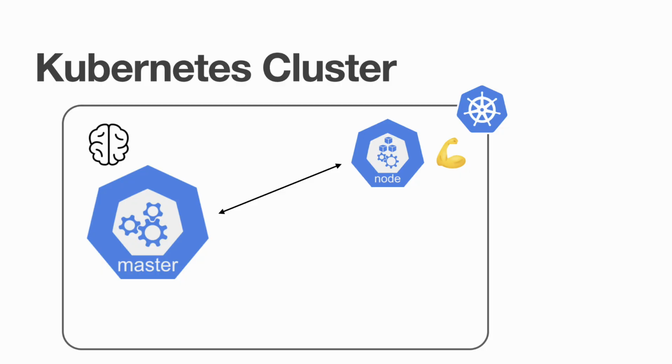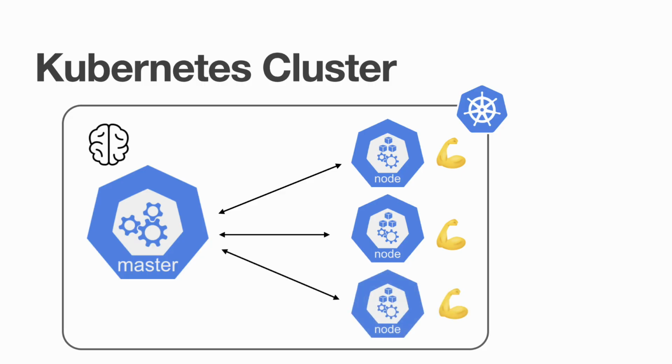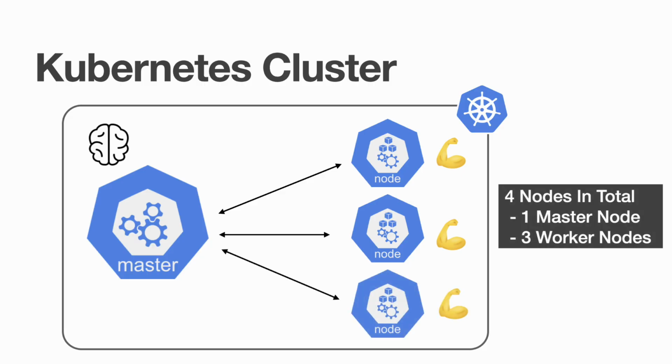Now, within a cluster, you often have more than one worker node. And for this particular cluster, we have 4 nodes in total, 1 master node, and 3 worker nodes. Now that you know what the Kubernetes cluster consists of, next, let me go ahead and dive deep into both the master and worker nodes.